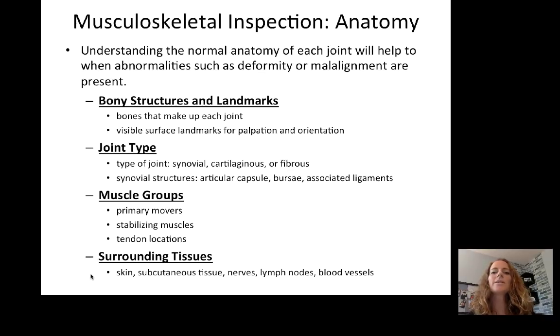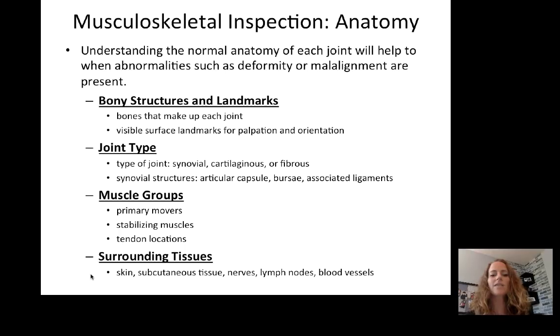So when you're doing your musculoskeletal inspection, Bates suggests, not just me, I know I'm the anatomy person, Bates suggests that you always start with the anatomy of the joint. You want to start with the foundational bony structures and landmarks. You're going to use your surface anatomy for palpation and orientation. You're going to think about the bones that make up each joint. Then you're going to think about the type of the joint. Is it synovial, cartilaginous, or fibrous? And think about the structures nearby that may be affected, articular versus non-articular structures.